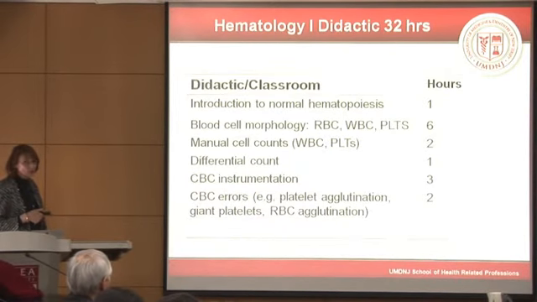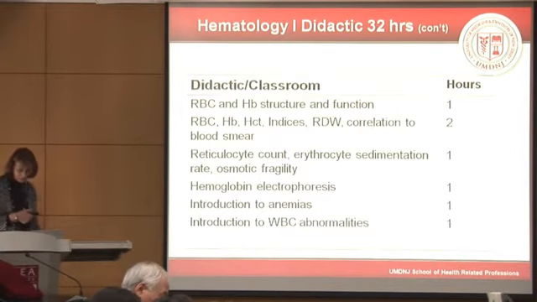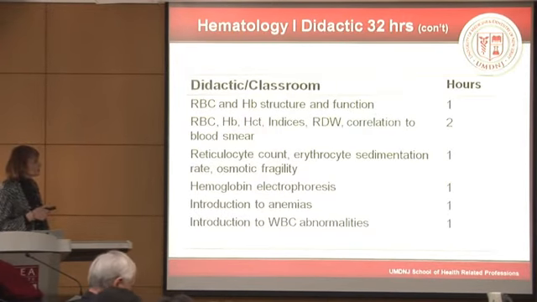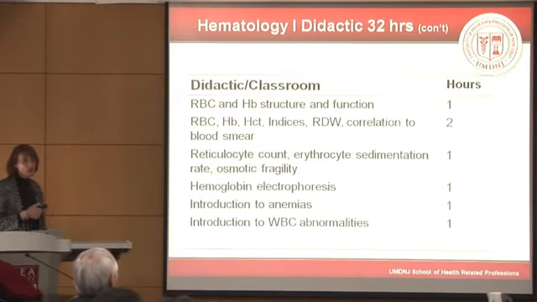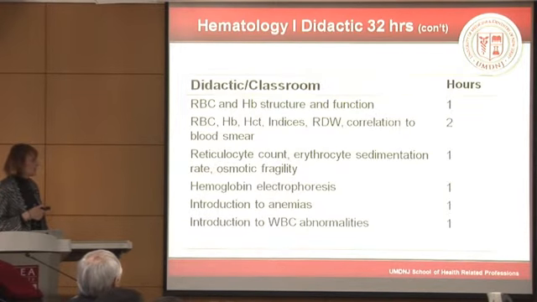CBC instrumentation, we spend a lot of time on that. CBC errors, in other words, what happens if there's platelet agglutination or giant platelets, red cell agglutination, how does that affect the CBC parameters? Red cell hemoglobin structure and function, only 1 hour in the first course. All the red cell parameters, 2 hours, especially paying attention to the correlation to the blood smear. If you see a certain MCV, what should you expect to find on the blood smear? Retic counts, sedimentation rate, and osmotic fragility, 1.